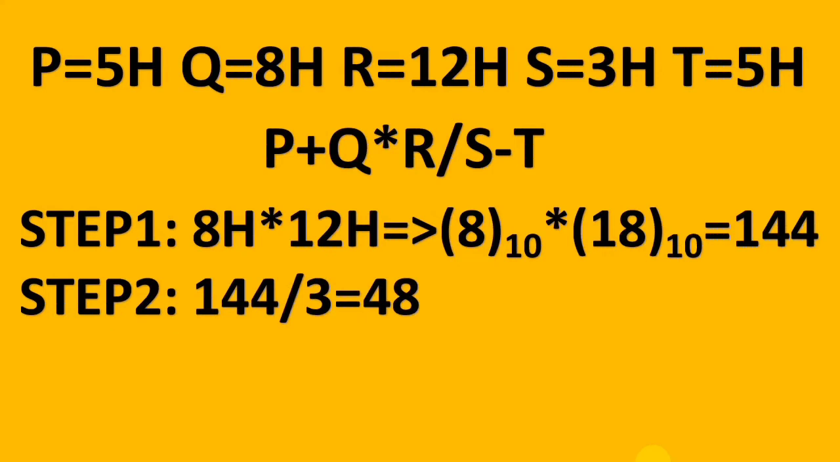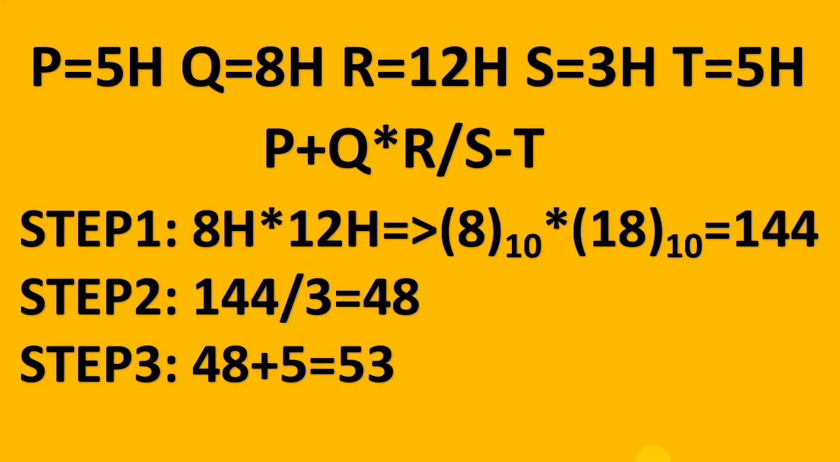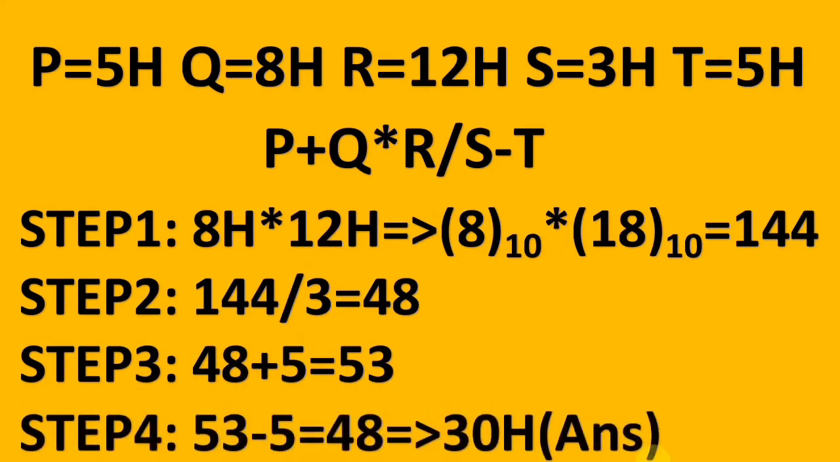Step 2 is divide that 144 with S, that is 3. So 144 by 3 is 48. Then add plus 5, that is 53. Then subtract 5 from the 53, that is again 48. So the 48 in hexadecimal is 30H. So here we should get the answer as 30H.